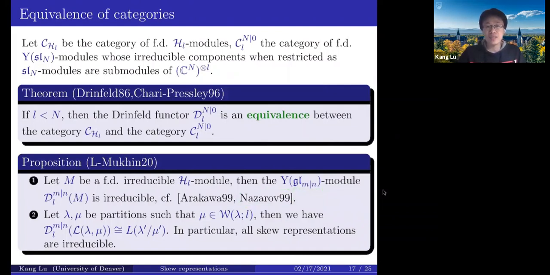Suppose I have some result for the even case. Because this is an equivalence of two categories, I can go back, so I can use the inverse and get some result. First it was for SL_N. So I apply the inverse, because this is an equivalence of two categories, and I can get the corresponding result for the degenerate affine Hecke algebra. Then I can apply the functor once more, and I will get some result for this Yangian of GL(M|N) case.